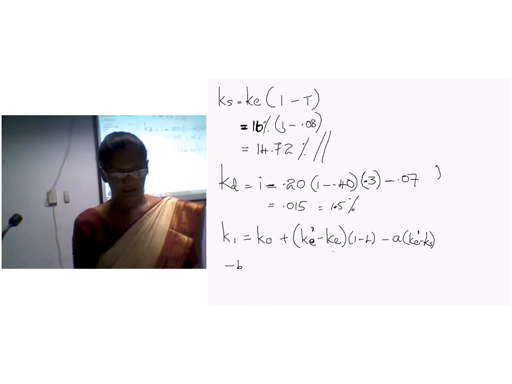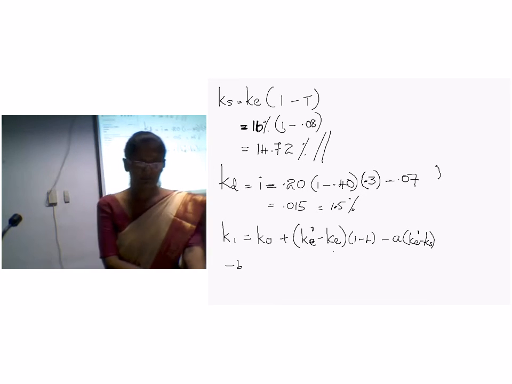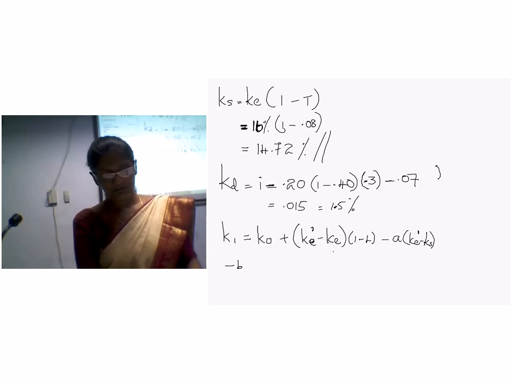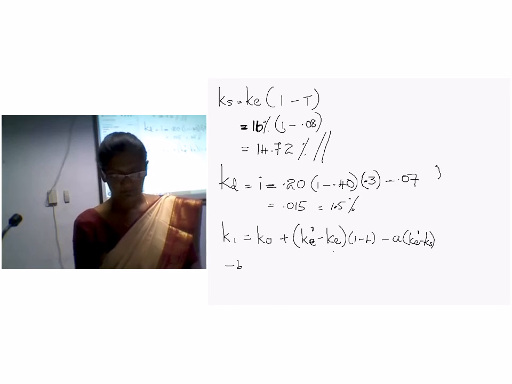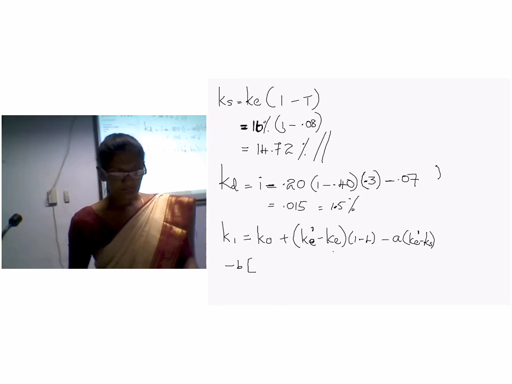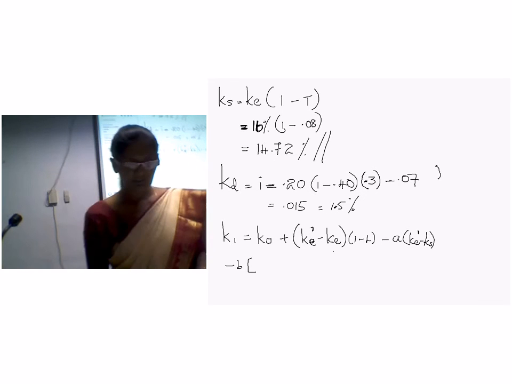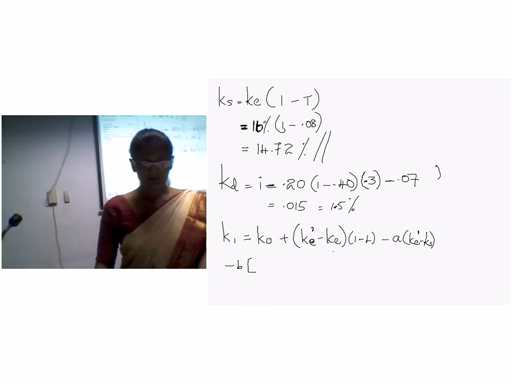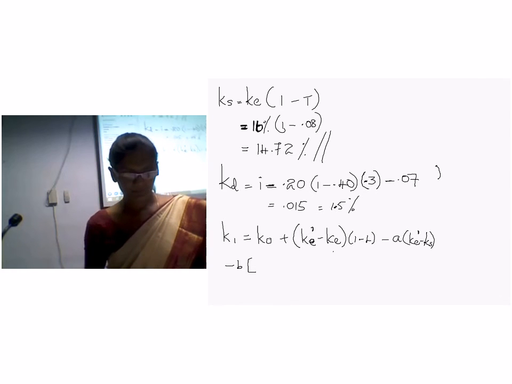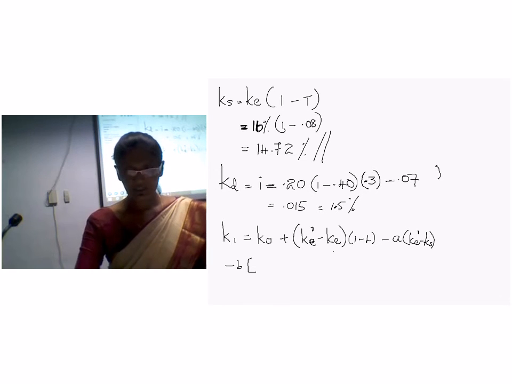B is equal to 55%. It is given, out of 100 investment, 55% would be debt. B times the difference between old and new. What is that? Difference between old and new. It was cost of equity, cost of debt capital.